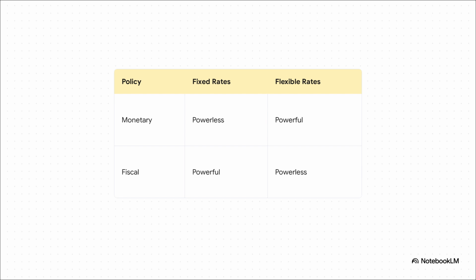Now, flip over to flexible exchange rates. It is the exact opposite. Monetary policy becomes incredibly powerful here because the resulting currency depreciation actually boosts exports, but fiscal expansion becomes totally powerless. Think about it. Increased government spending raises interest rates, which then attracts foreign capital, which appreciates the currency, which ultimately kills your exports. It completely crowds out the domestic stimulus.